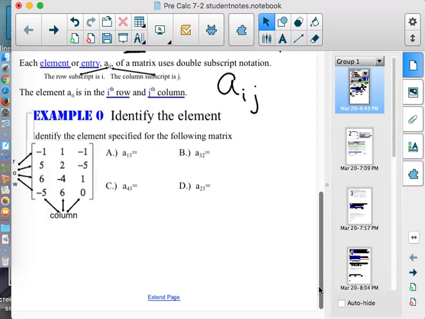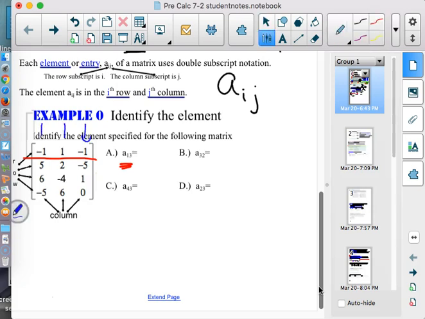It says identify the element. So basically we want to give them the number that holds this position. It says identify the element specified for the following matrix. So I look at A sub 1, 3. That tells me that I need to go to the first row, but then the third column. Well, here's the first row, and this is the third column. So A sub 1, 3 is going to be -1.